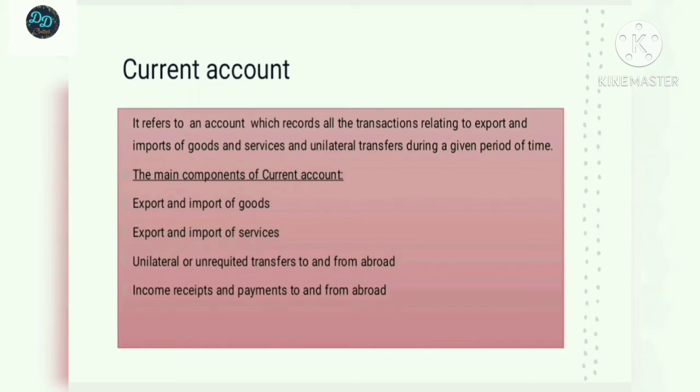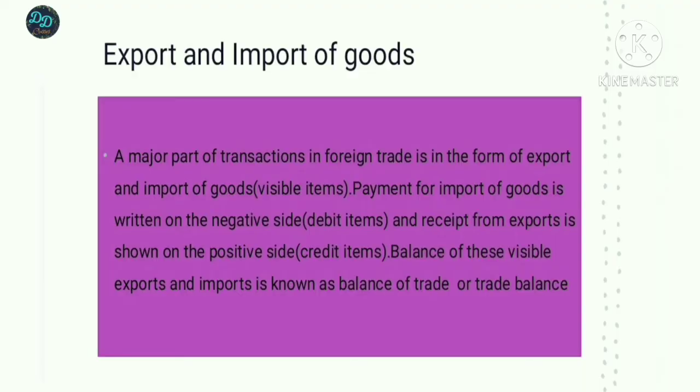The main component of the current account is the export and import of goods, that is merchandise transactions or visible trade. A major part of transactions in foreign trade is in the form of export and import of goods, that is visible items. The payment for import of goods is written on the negative side, debit items. And the receipt from export is on the positive side, that is credit items.